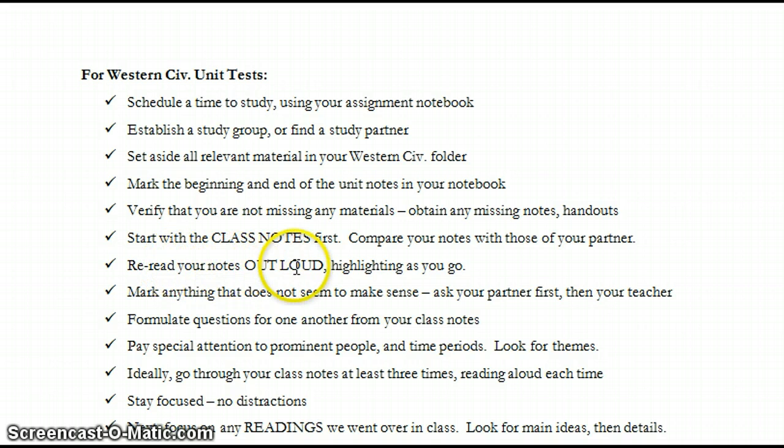Next, this is crucial as well, reread your notes out loud, highlighting as you go. Some people like to have 2 colors of highlighters, one for people, one for dates, or one for themes, and the other for inventions, or whatever it might be. Multiple colors is a great way of visually organizing the notes, and again, make sure they're read out loud. This will help you remember them much more readily.